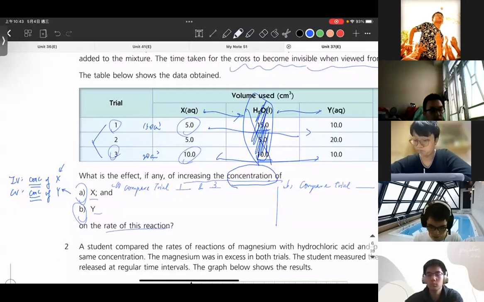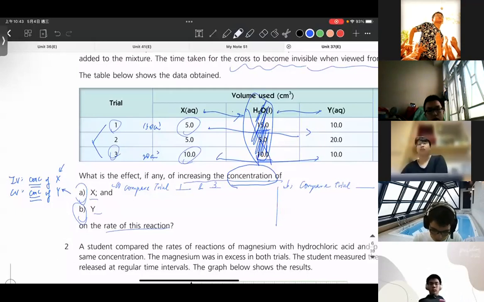So quantitatively, could you please make a relationship of the data for trials 1 and 3? Quantitatively, tell me.